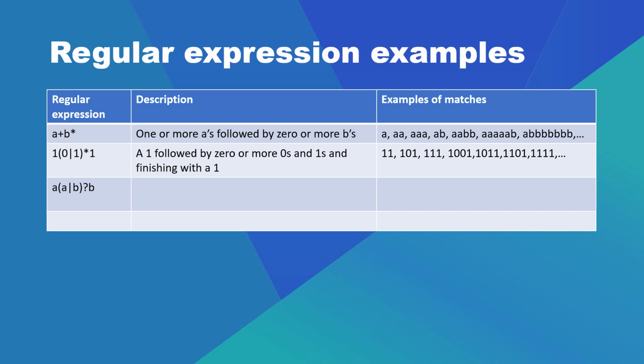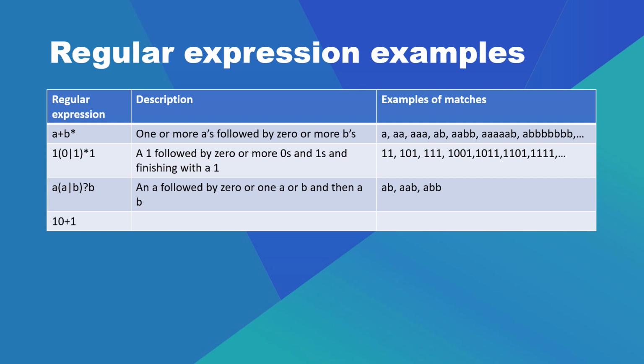A brackets A pipe B close brackets question mark B is a regular expression that describes a set where each value will have an A followed by 0 or 1 A or B's and then a B. This means it could have AB with nothing between, AAB with an A between, or ABB. This is the entire set that it describes.